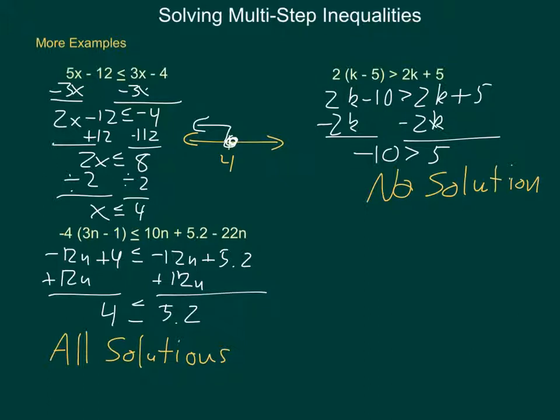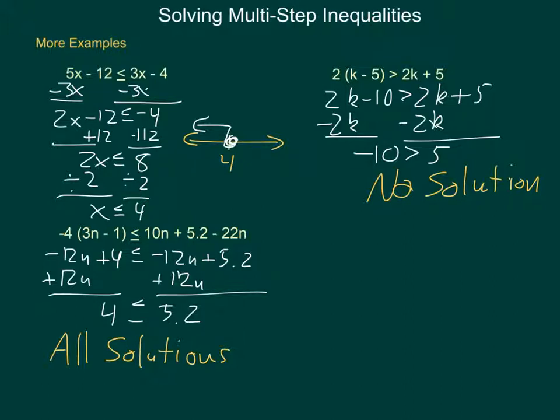So we have special cases when we're solving equations. We now see special cases when we're solving inequalities. No solution simply says that we have no variables and our statement is not true. All solutions are all real numbers. We have no variables remaining, and we have a sentence that is true.